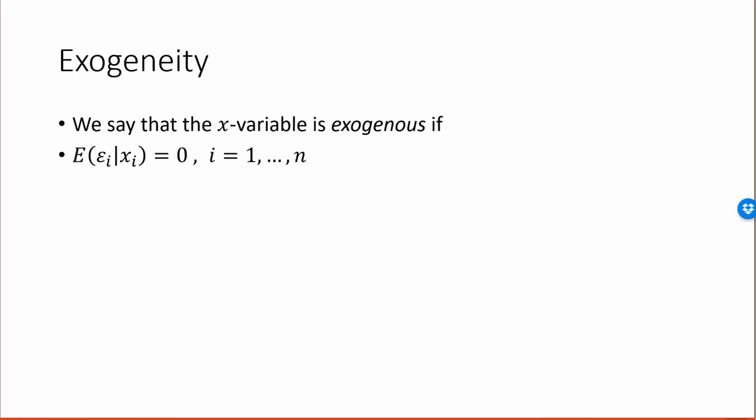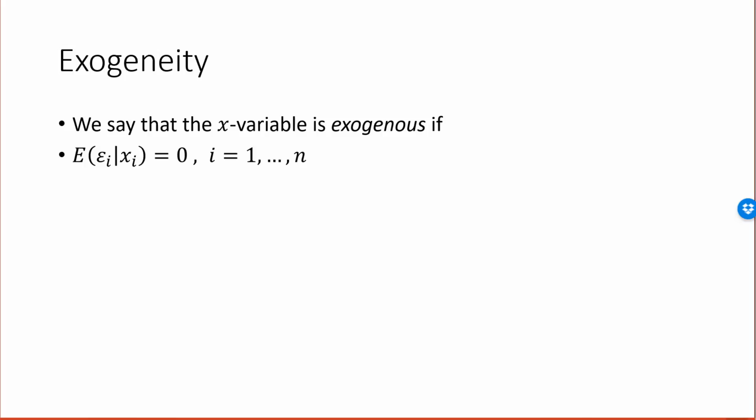We know from a previous lecture that if these two terms, epsilon i and xi, are independent, then this will definitely hold. So if the explanatory variable and the error term are independent random variables, they have nothing to do with each other, then the x variable is exogenous. Unfortunately, the independence assumption is typically a little bit too strong in econometrics. And also unfortunate, it's not enough that the error term and the x variable are uncorrelated.